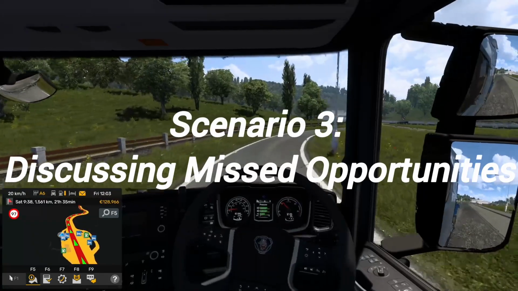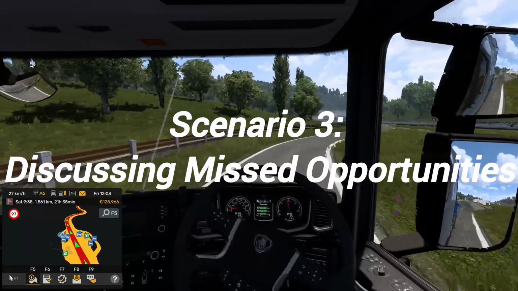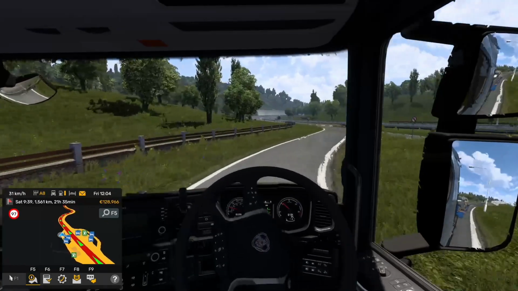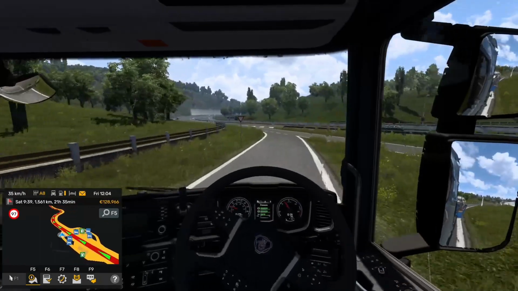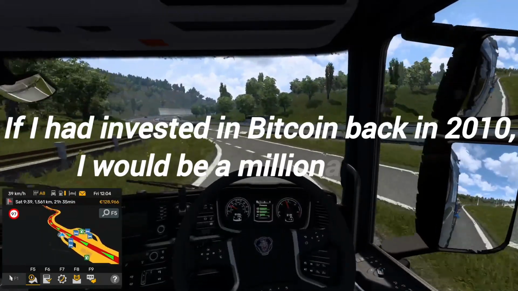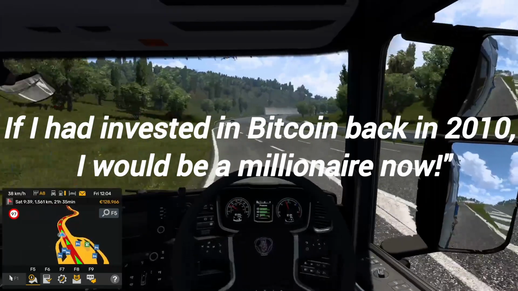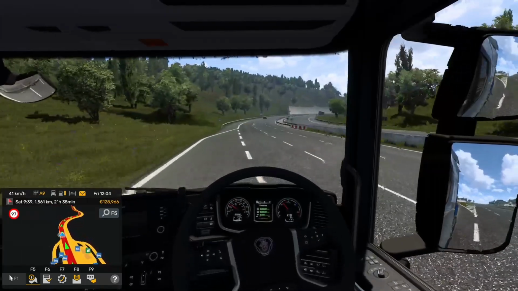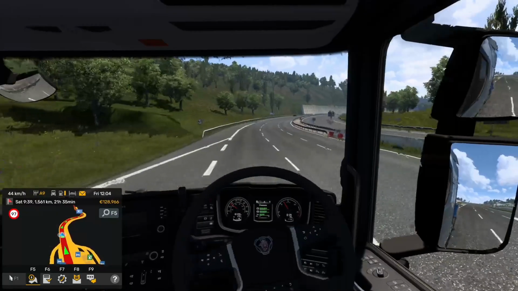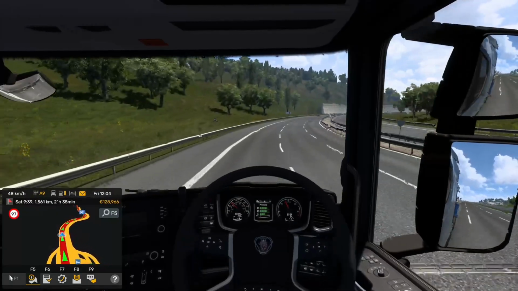Scenario 3. Discussing missed opportunities. Third conditionals are perfect for talking about past regrets or missed chances. Example: if I had invested in Bitcoin back in 2010, I would be a millionaire now. This expresses a regret about a past decision and its imaginary present result.